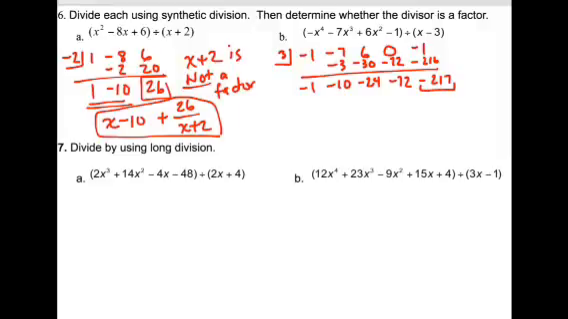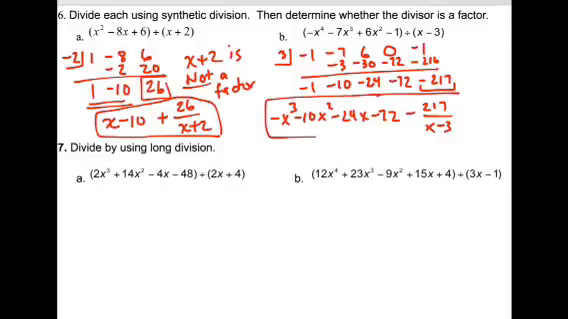So the answer would be negative x cubed minus 10x squared minus 24x minus 72, and then minus 217 over x minus 3. That's my remainder over my divisor. So here's the answer. Because we got a remainder, which is not 0, then we know that x minus 3 is not a factor.